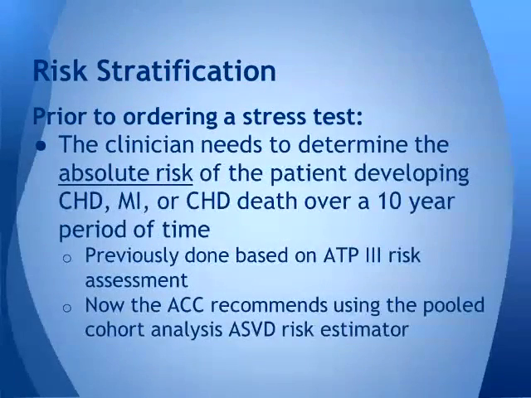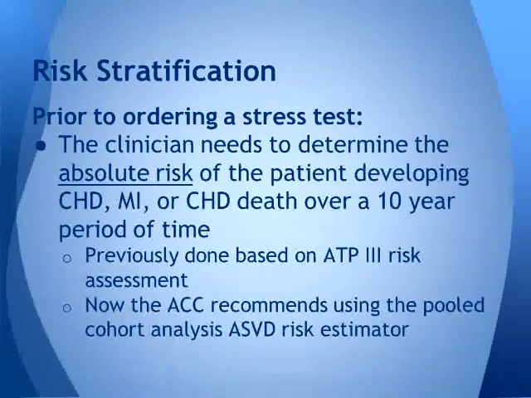So for risk stratification, prior to ordering a stress test, it's important to determine the absolute risk the patient has of developing coronary heart disease, MI, or cardiac-related death over a 10-year period of time. That's what you're trying to calculate, the risk of having a hard endpoint due to coronary artery disease. So it's previously been done on the ATP3 data, Framingham data, and that's what the appropriate use criteria still uses, because most of that was developed in 2010.